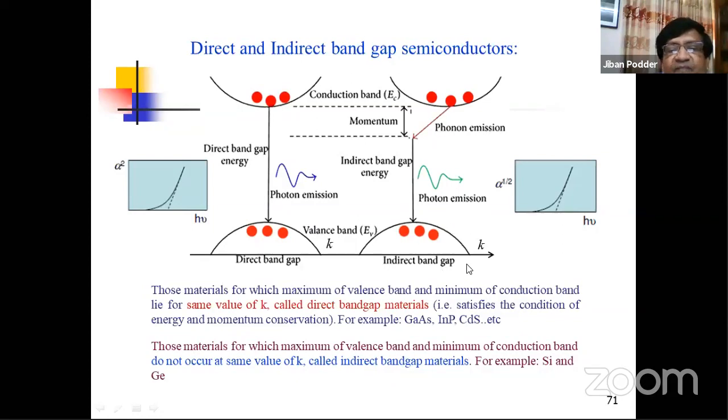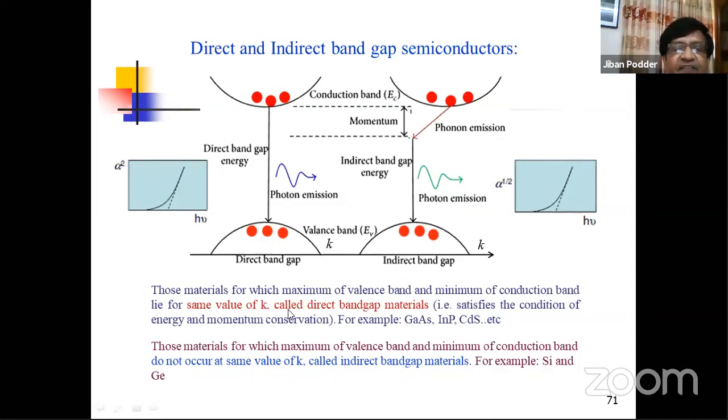If the wave number K changes, the momentum is different because of the interaction of phonons, or phonon-electron interaction. So that changes the band gap actually. So this is the indirect band gap.